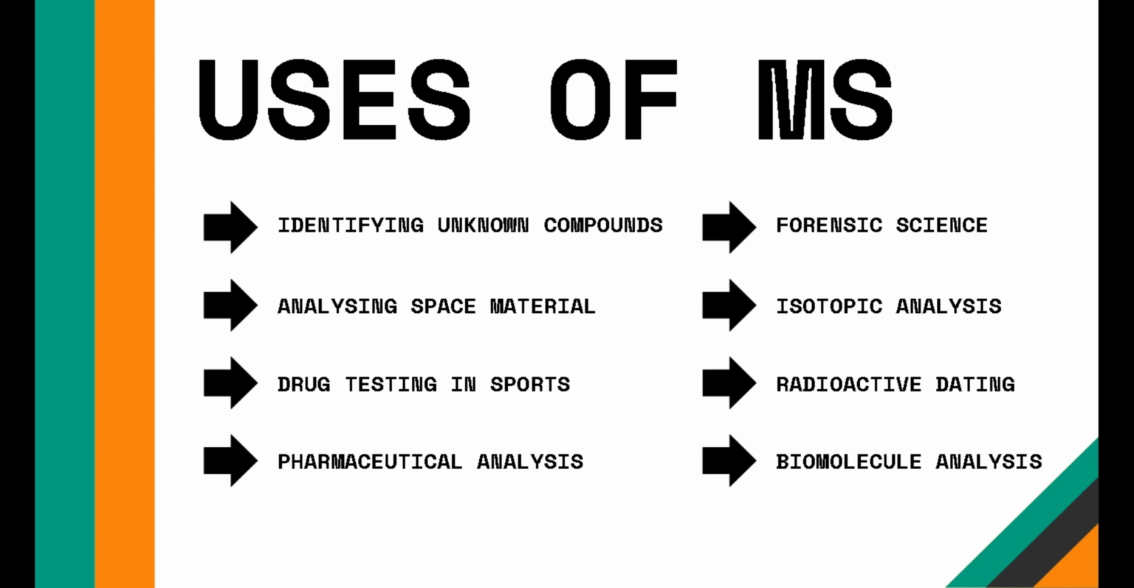Pharmaceutical analysis ensures drug purity, identifies impurities, and confirms the molecular structure of new drugs. Isotopic analysis measures isotopic ratios of elements in a sample to provide information about its origin. Radioactive dating determines the age of samples like fossils by measuring the isotopic composition of radioactive elements. Biomolecule analysis helps identify proteins, lipids, or DNA sequences in biological samples.